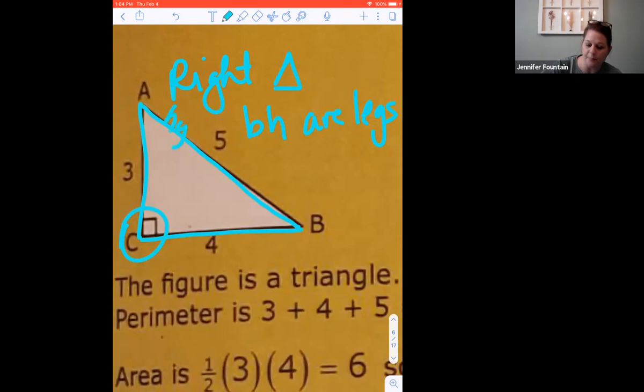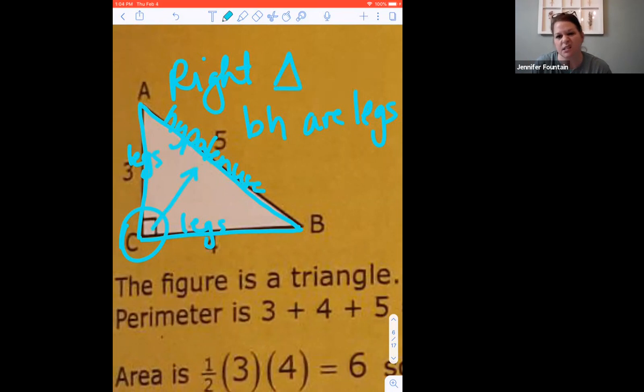This side of a right triangle is called a hypotenuse. And these are called the legs. So that's when I'm dealing with a right triangle. I have 2 legs and a hypotenuse. The hypotenuse is always the side that is opposite the right angle.